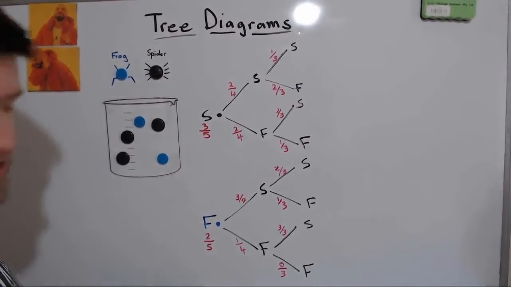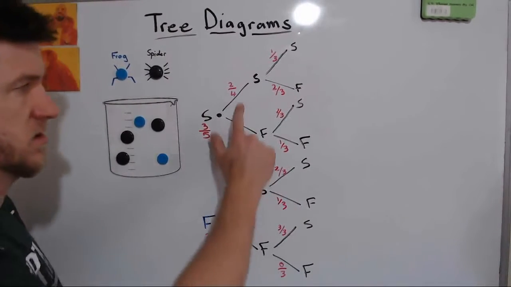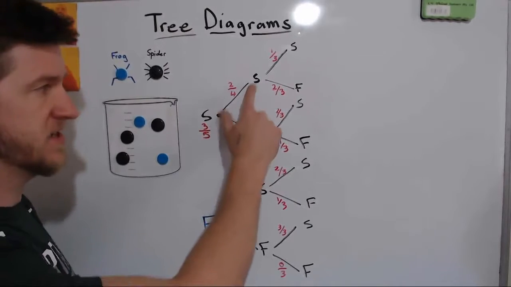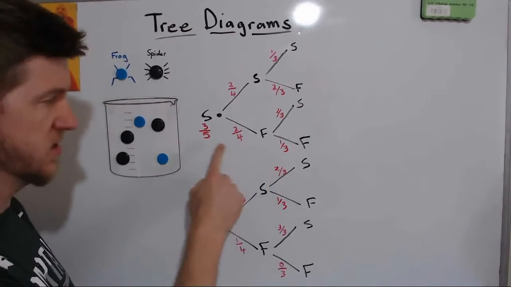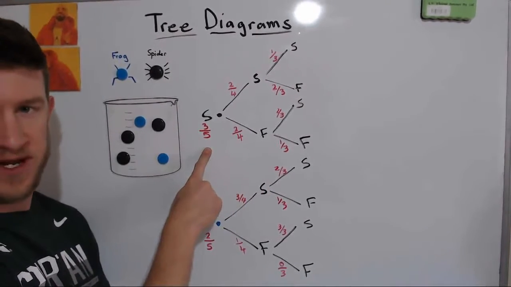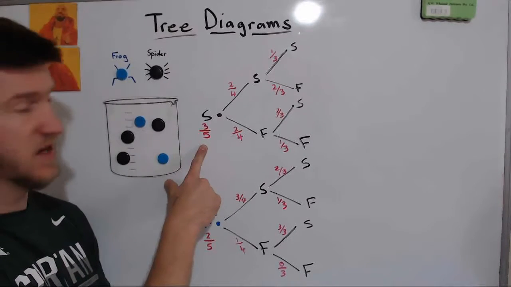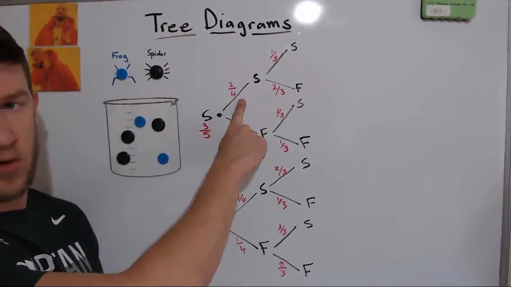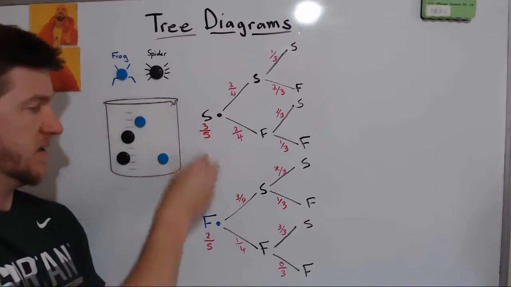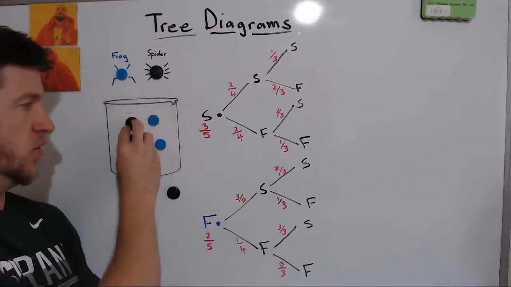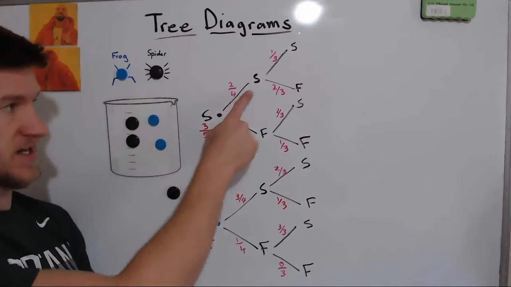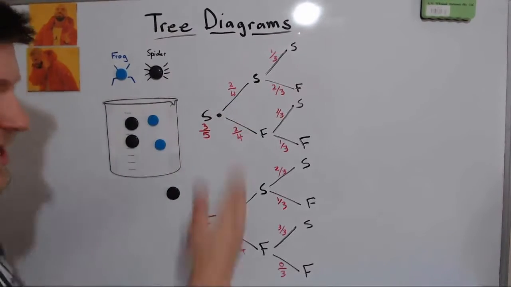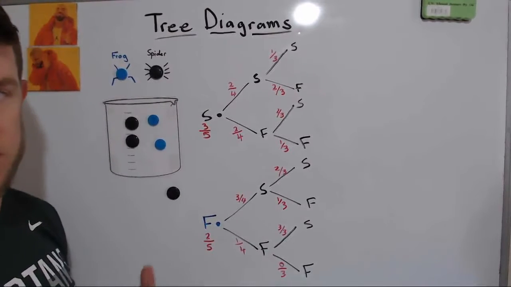So this is a neater looking version of the diagram. I've got my probabilities of each event on the branches. Here I started with a spider, and the probability was 3 in 5. If I was to get another spider, the probability would be 2 out of 4, because I've taken the spider out, I've now only got 4 objects left, and 2 of them are spiders. I can always check every branch because they should sum to give me 1.